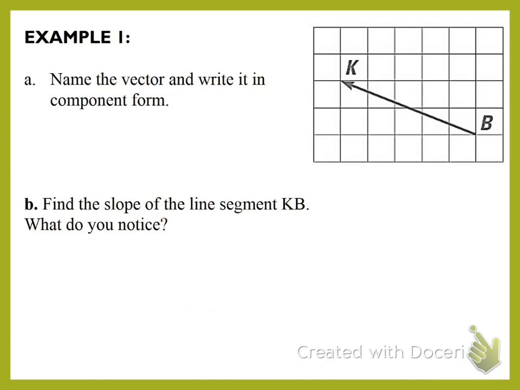So example 1, name the vector and write it in component form. So first we would name this vector. Okay, so this is vector BK. Again, can we write this as vector KB? No, we can't, because we need to write the initial point first. So it has to be BK. Secondly, find the slope of the line segment KB. Okay, so now I'm calling this a line segment. Right, this vector is the vector <-5, 2>.